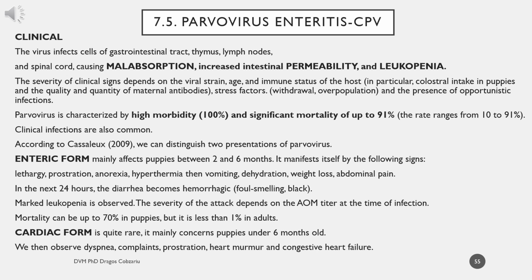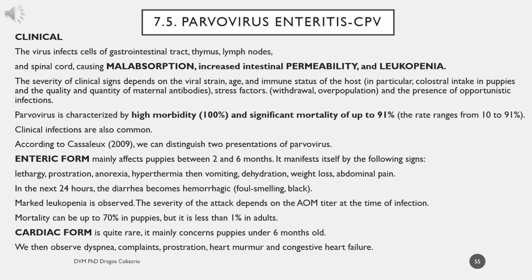The rate ranges from 10 to 91%. Clinical infections are also common. According to Casallu, 2009, we can distinguish two presentations of parvovirus. Enteric form mainly affects puppies between 2 and 6 months.